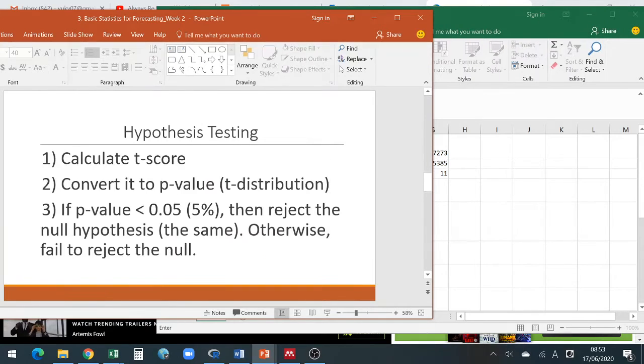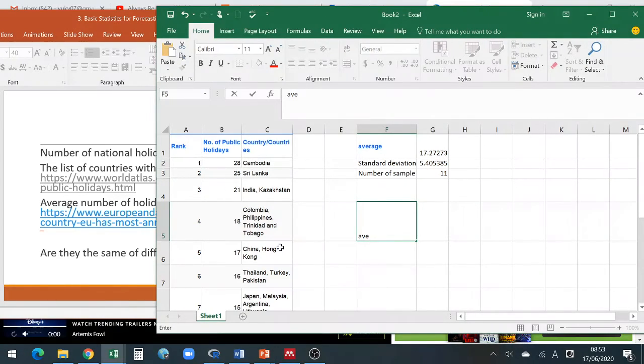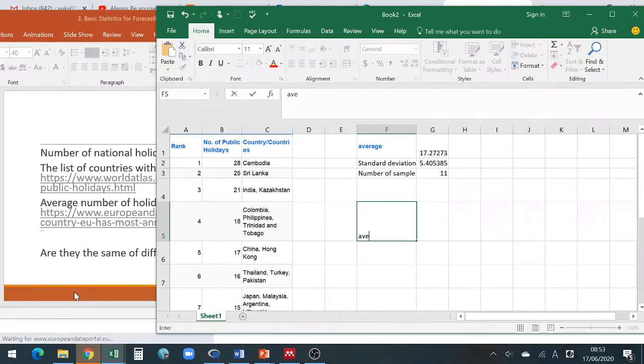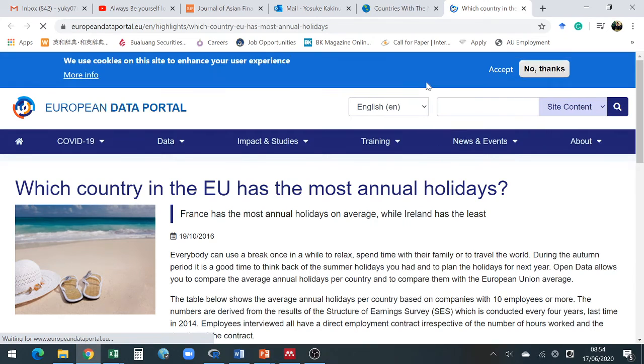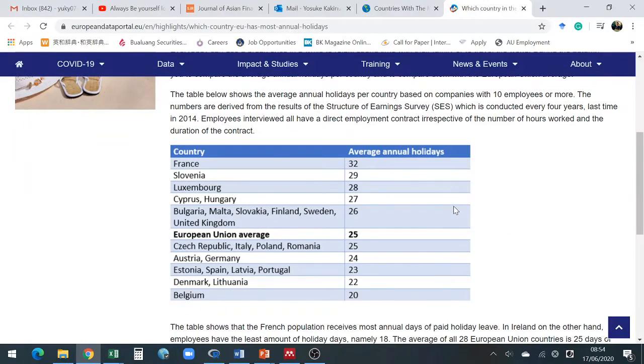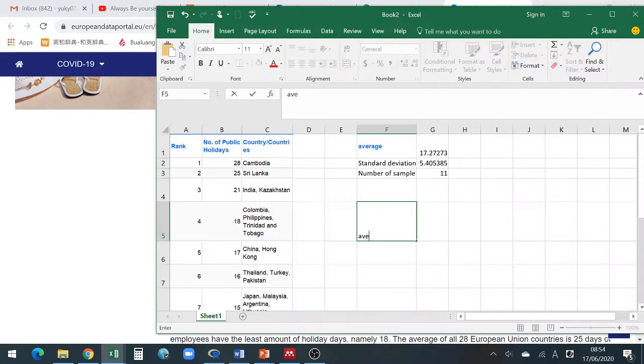Now we want to compare this to the average number of holidays in Europe. Most of these countries, I think, are in Asia: Cambodia, Sri Lanka, India. So we want to know how many holidays there are in Europe. In Europe, they have 25. They already calculated it for us. So this is 25, the average in Europe.